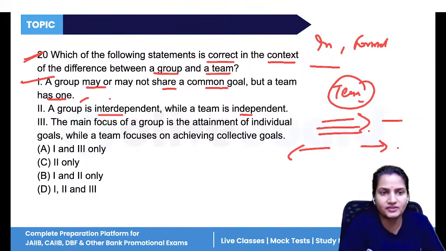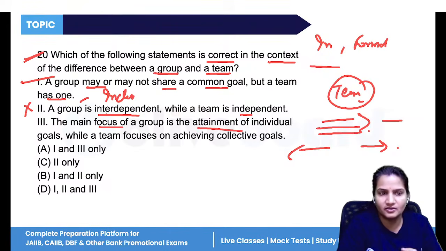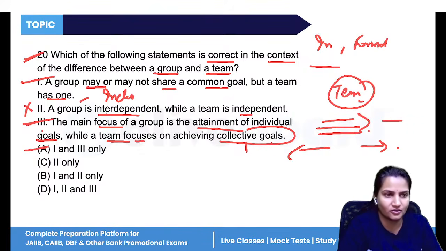Another option says a group is interdependent while a team is independent. No, a group is independent while a team is interdependent, because all the people in the team are dependent on each other. So this is wrong. The main focus of a group is attainment of individual goals, while a team focuses on achieving collective goals. Yes, individual goals and group goals can both exist, but in a team you always have to achieve your collective goals together. So this is also correct. Option A.